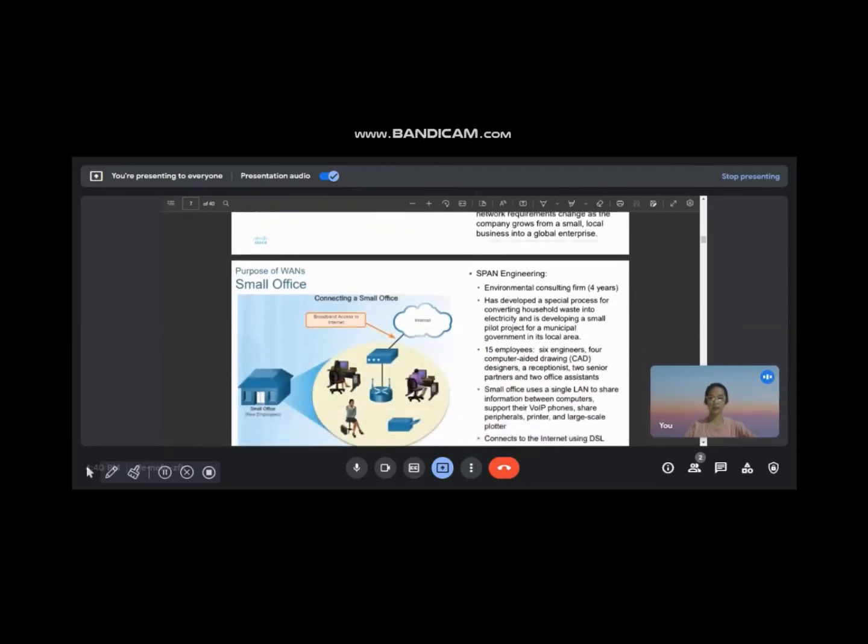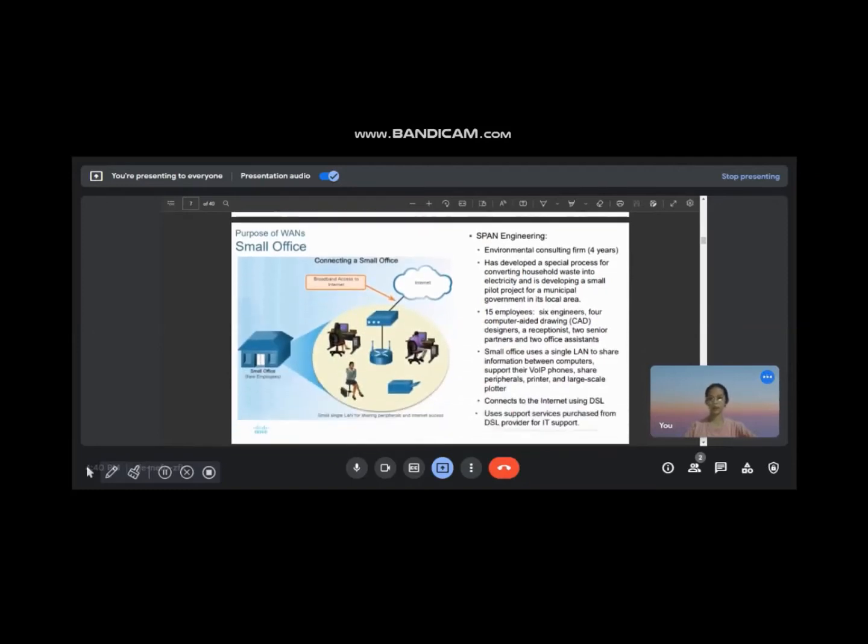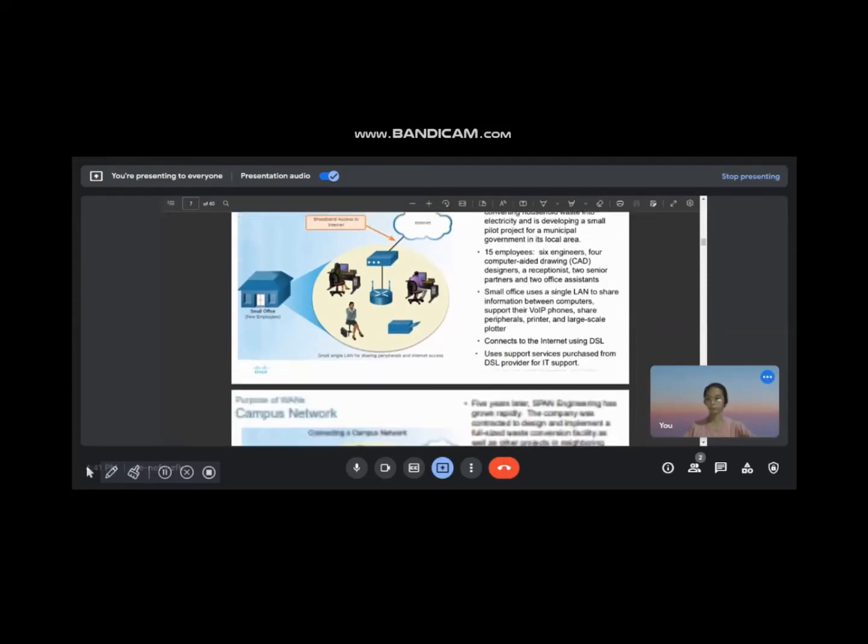Span Engineering of Small Office. The small office uses a single LAN to share information between computers, support their VoIP phones, share a printer, and a large-scale plotter to develop a special process for converting household waste into electricity and is developing a small pilot project for a municipal government in its local area.